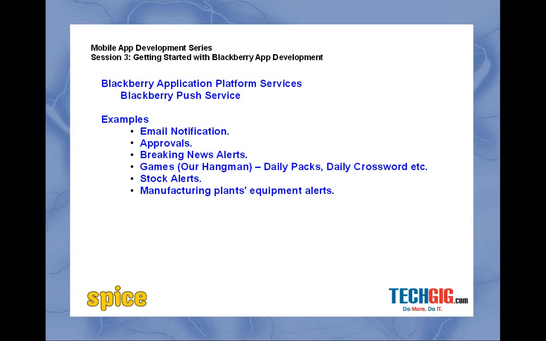Now, what type of examples can you have using push? One is obviously email notification, which you get on your devices. One of the implementations we did was BlackBerry approvals. Then you can have breaking news alerts. We have games, and we send daily packs and daily crosswords using the push framework. You can also have a stock alerts application. A couple of companies also use alerts on BlackBerry devices coming from manufacturing plants. Anything which needs a good notification on the device when you are on the move, you can use push for. It's a very good, awesome framework, and that's the bread and butter of BlackBerry.